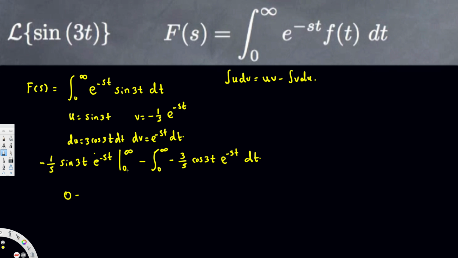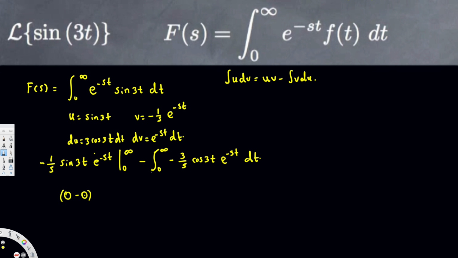Let's see what happens if we plug in 0 here. If we plug 0 for t, this is going to be e^0, and e^0 is equal to 1. And here we have sine 3t, and if you plug 0 for t, this is going to be sine 0, and we know that sine 0 is equal to 0. So the whole thing is going to be 0, right? So this is also going to be 0. So 0 minus 0 is just 0.